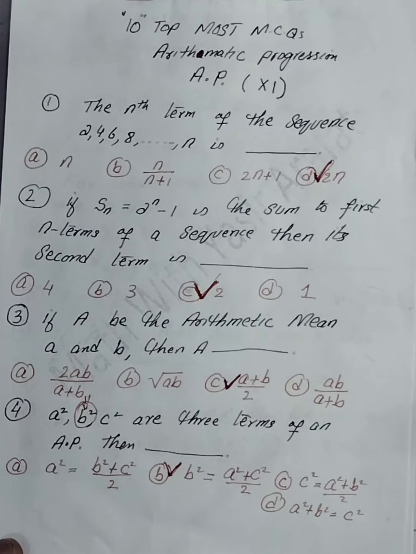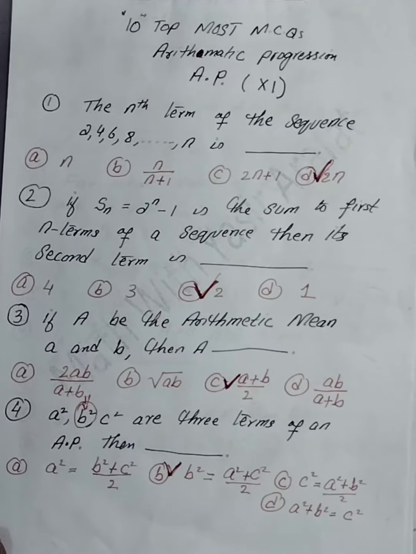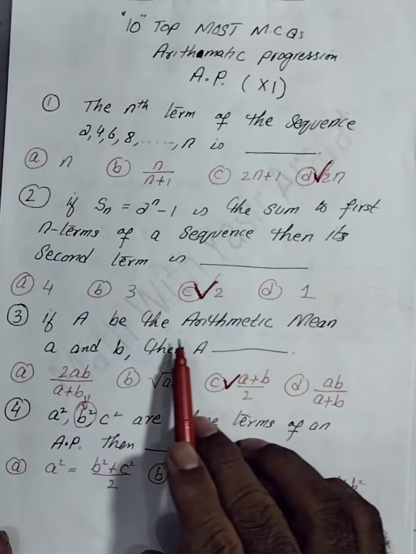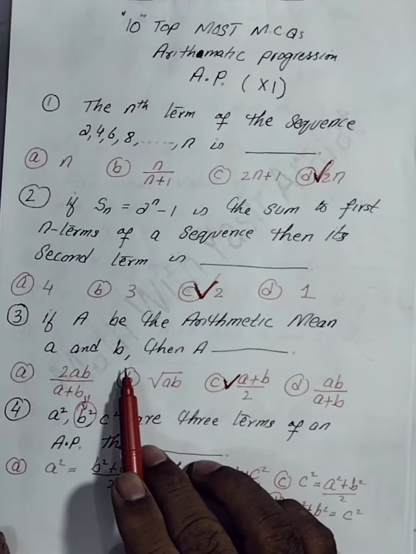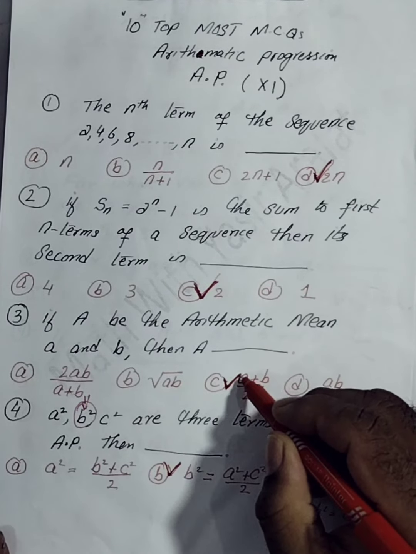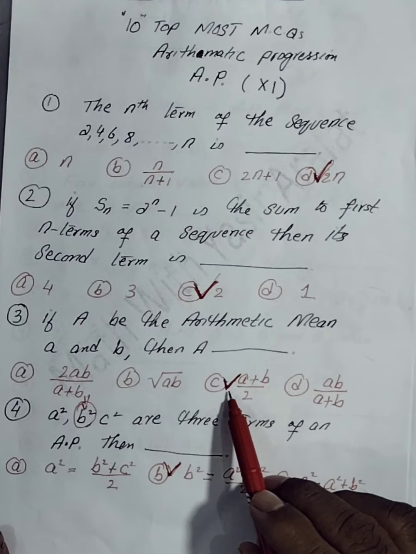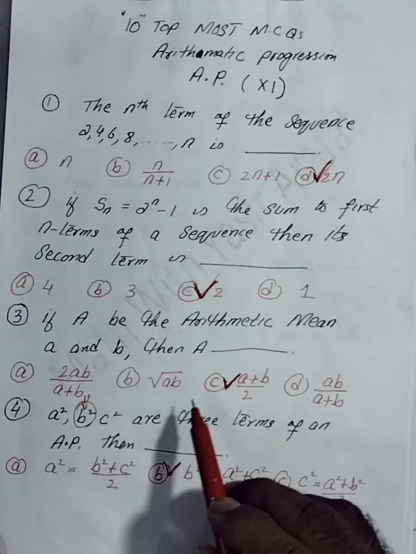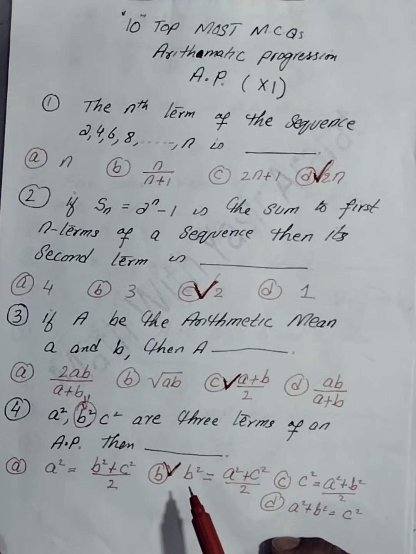Now come to the third MCQ here. A and B are given, and we need the arithmetic mean between A and B. We have a simple formula to calculate the single arithmetic mean, that is A plus B upon 2. So the C option is correct for the third MCQ.